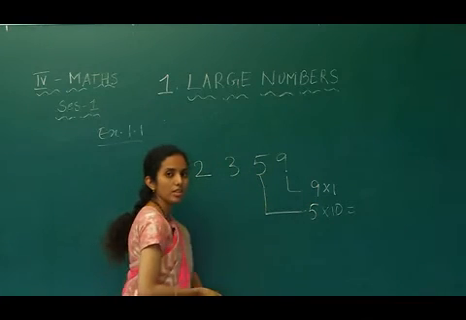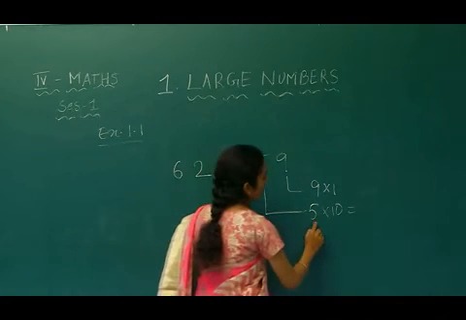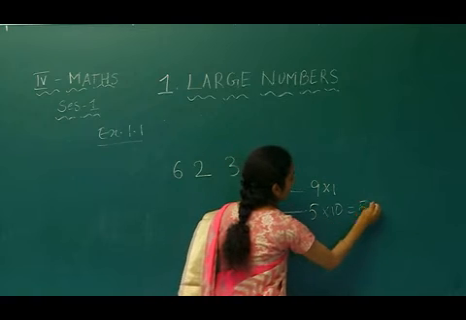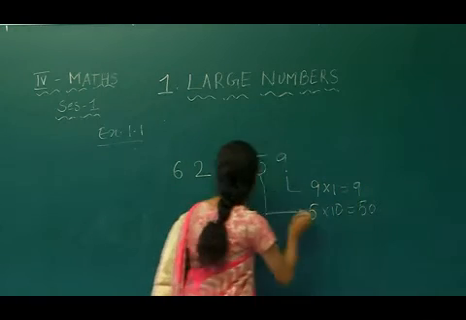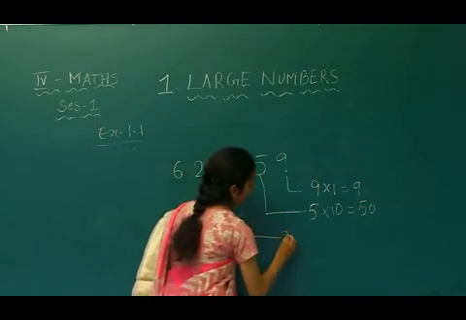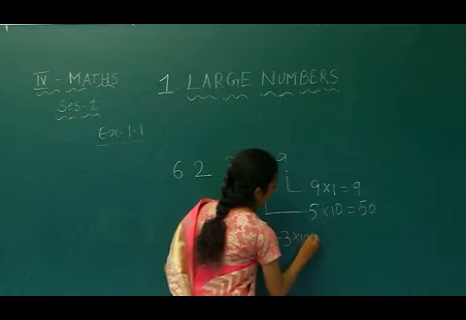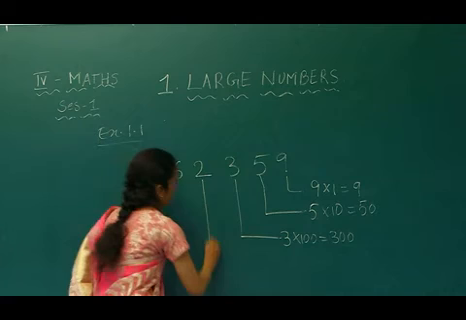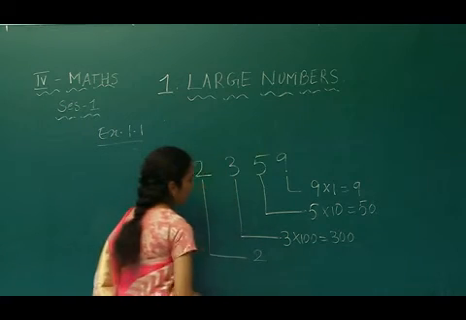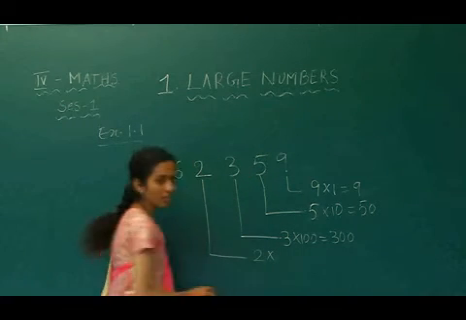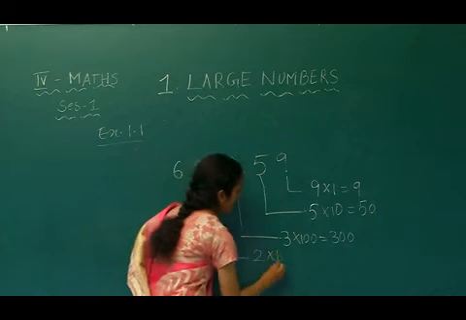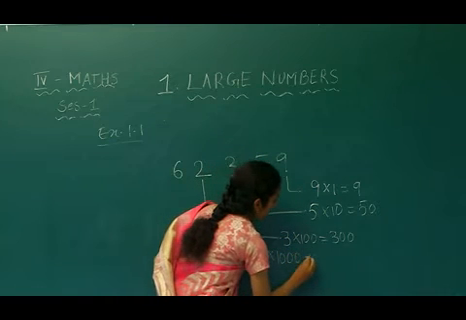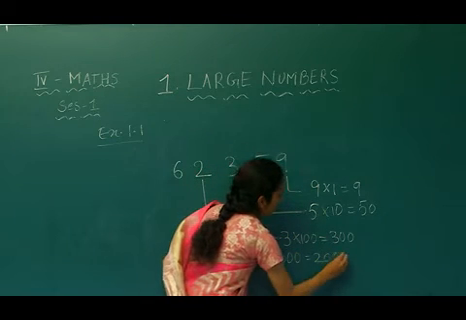5 is in tens place, so multiply with 10. 5 into 10, 50. And 3 is in hundreds place. 3 into 100, 300. And 2 is in which place? Thousands place. 2 into 1000 equals 2000.